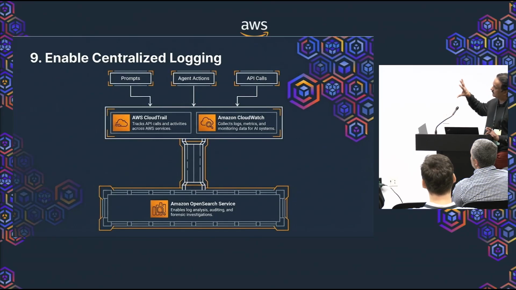Step 9, centralized monitoring. Enable centralized logging of all the prompts being sent in, all the actions that AI agents are taking, and the API calls that all of these AI agents and services are making, using CloudTrail and CloudWatch. CloudTrail basically tracks everything, all the API calls between services. CloudWatch collects logs, metrics, and monitoring data for AI systems. And then OpenSearch to search and generate reports for log analytics, auditing, and investigation.